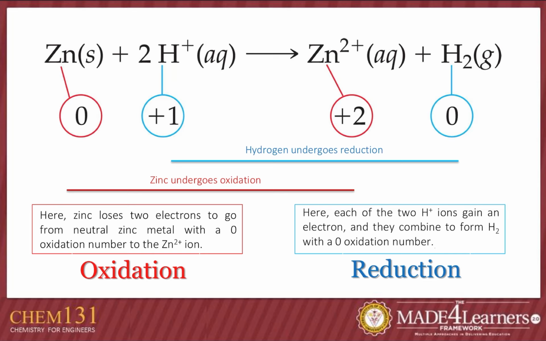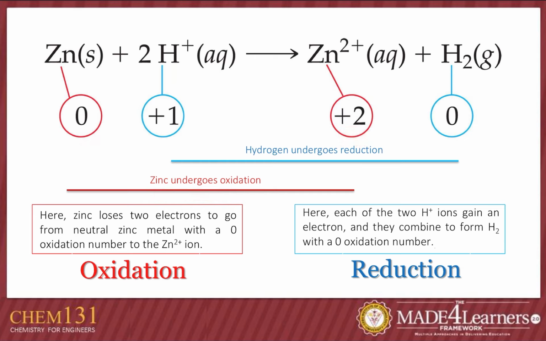So, we have zinc and hydrogen. So, initially, on the reactant side, we have the oxidation number of zinc, that is 0. And we have the oxidation number of hydrogen, which is +1. And we can see that after the reaction, the oxidation number of zinc is +2, and the oxidation number of hydrogen is 0. So what happened to zinc? 0 to positive 2, meaning ni-increase. Ni-increase ang ihang oxidation number because there is a loss of electrons. And how many electrons were lost? Duha. So zinc undergoes oxidation.